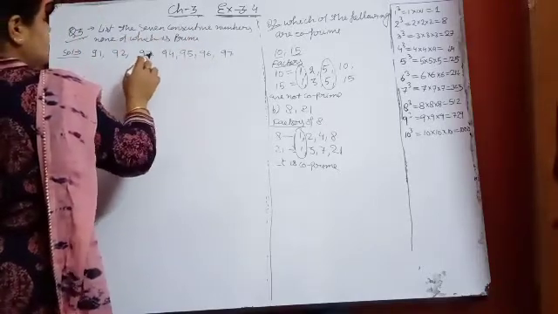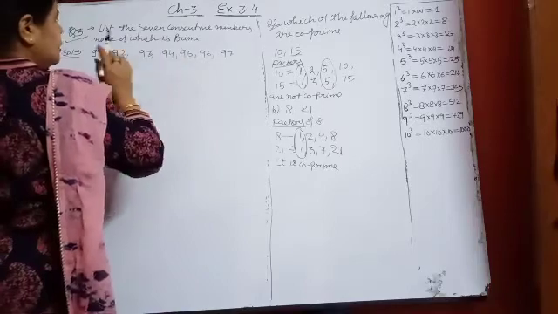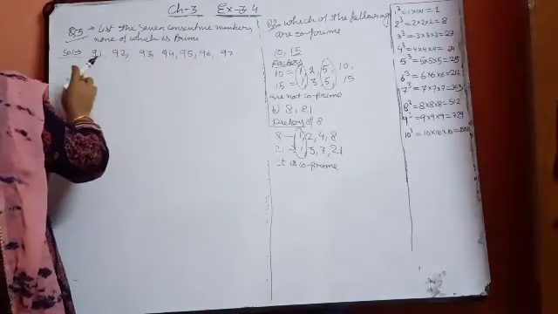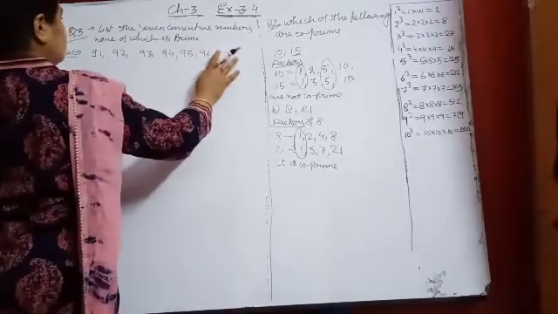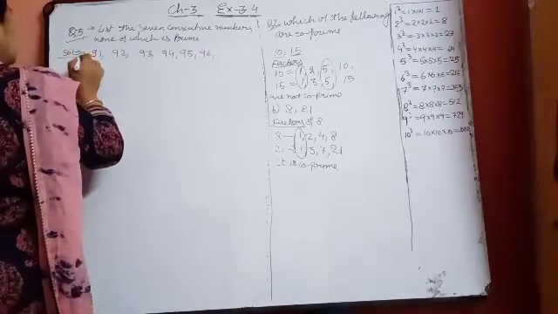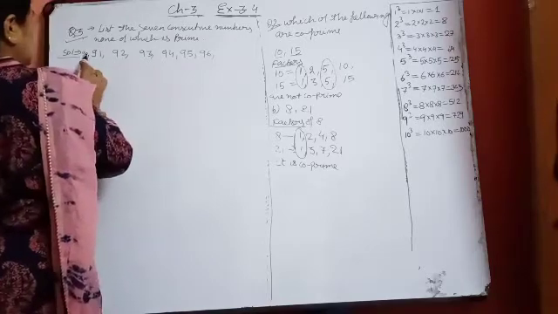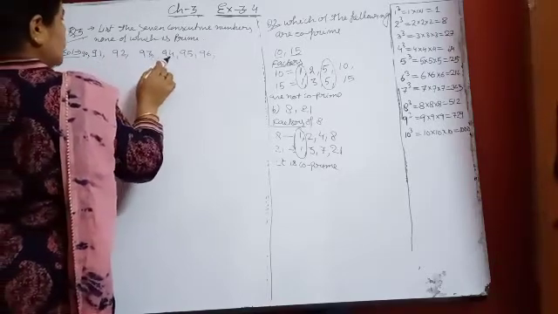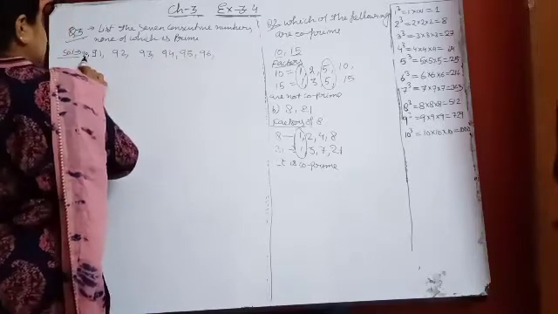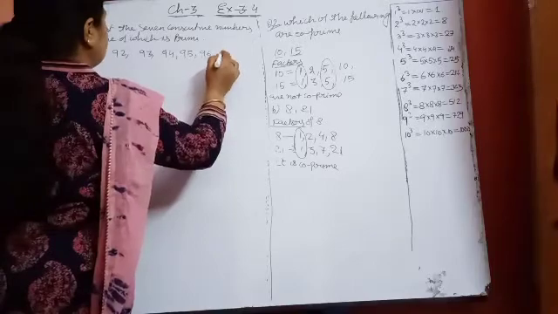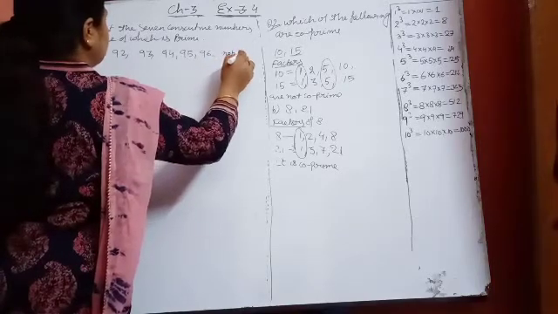91, 92, 93, 94, 95, but consecutive it should be. And 90 also, if I go, 90 is also not a prime number. So you see they are continuous numbers: 90, 91, 92, 93, 94, 95, 96. They are 7 numbers, 1, 2, 3, 4, 5, 6, 7, and they are not prime.